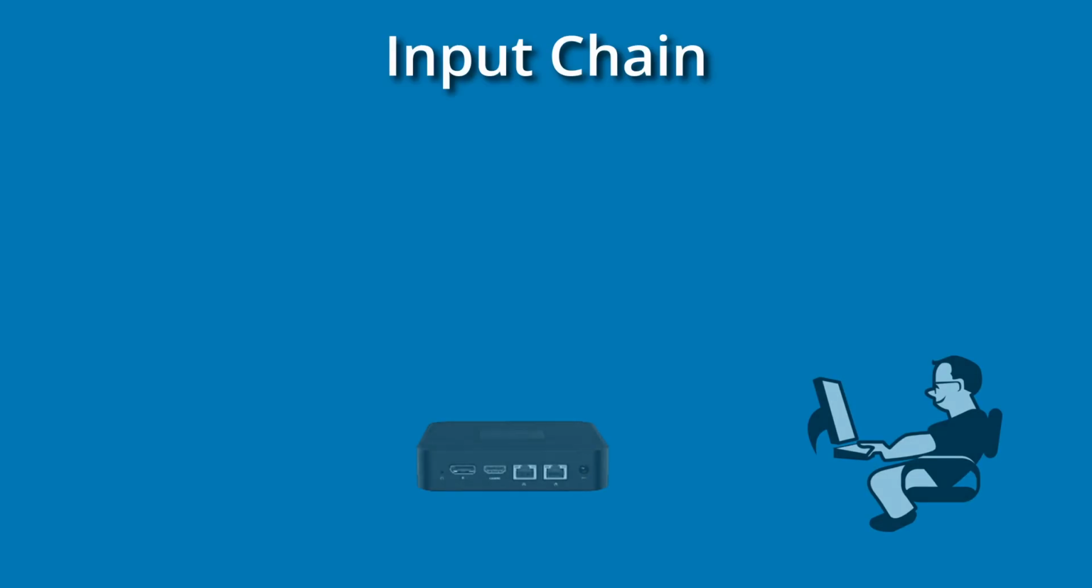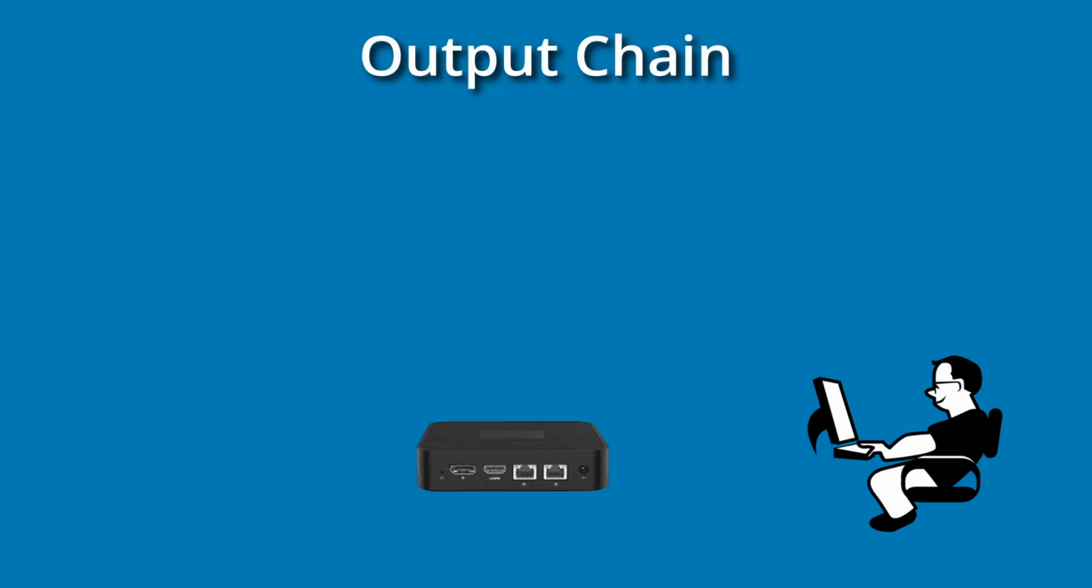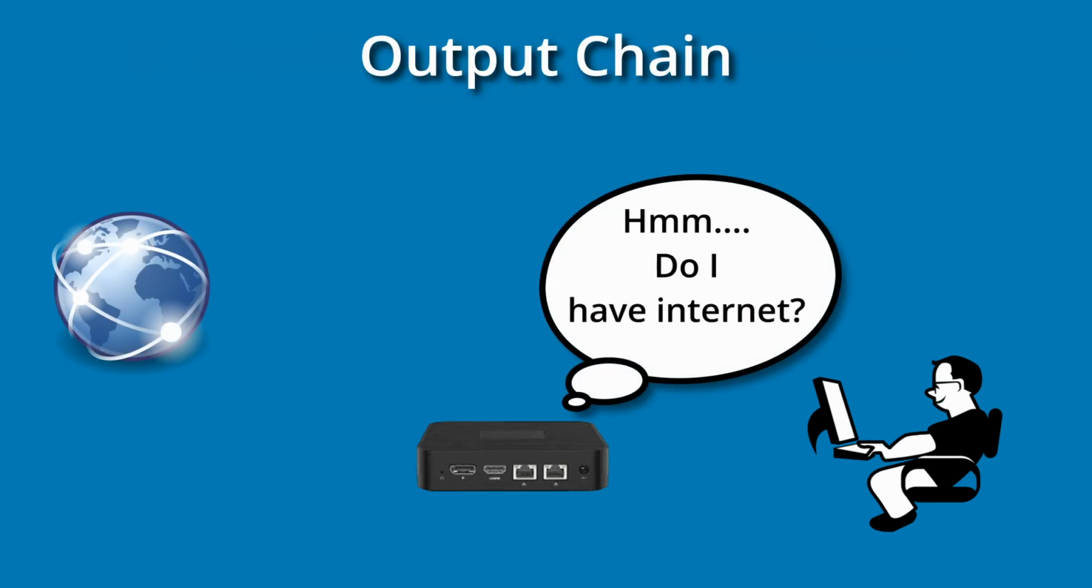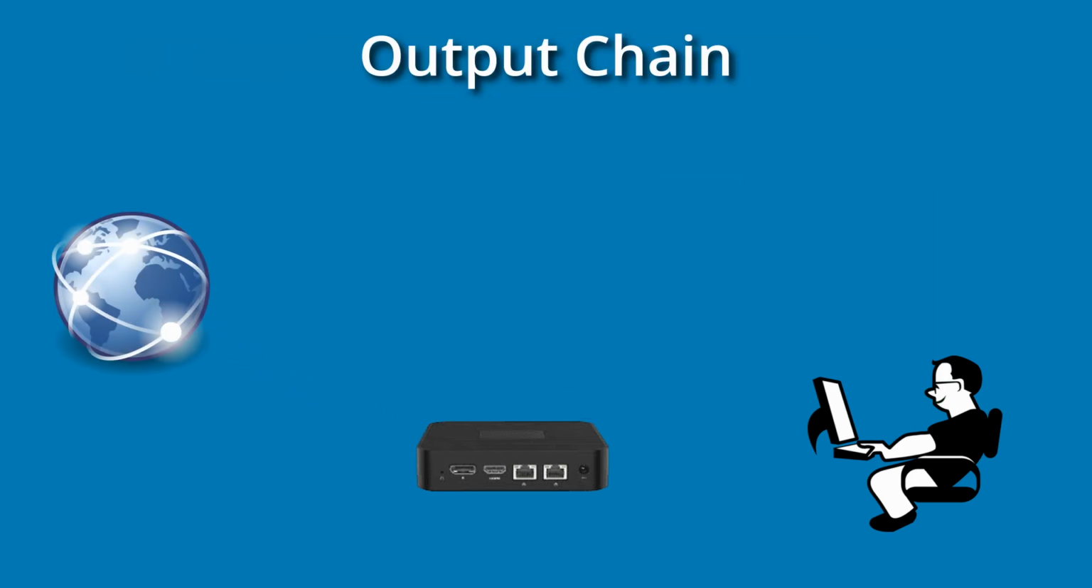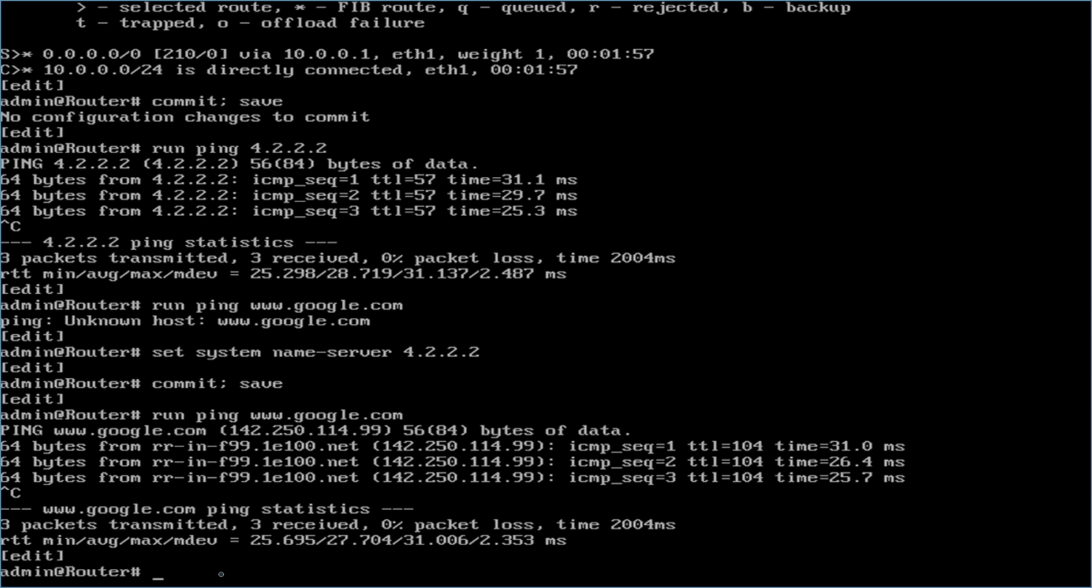The input chain is traffic that is destined for the router itself, like trying to ping an IP on the router. The output chain is traffic that is originated from the router, like trying to ping something from the router. The forward chain is traffic that goes through the router, like traffic from a host connected to the router trying to reach the internet. We're going to start with the input chain since that's the traffic trying to reach our router. These rules would be pretty simple.